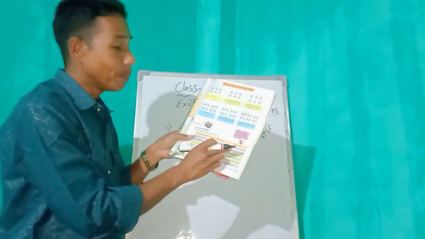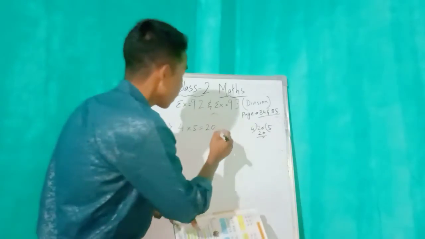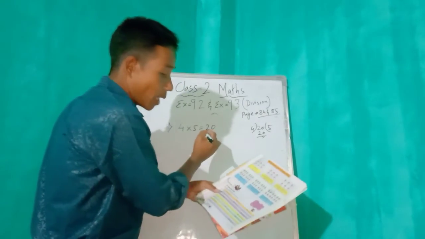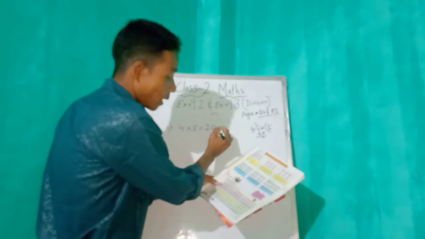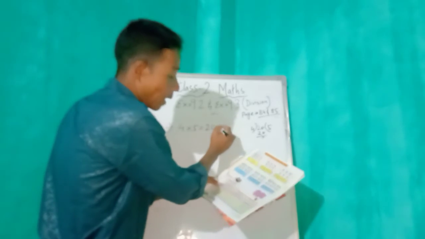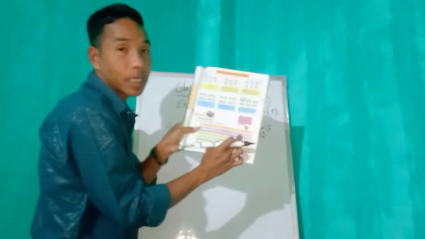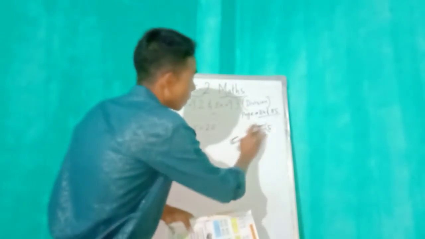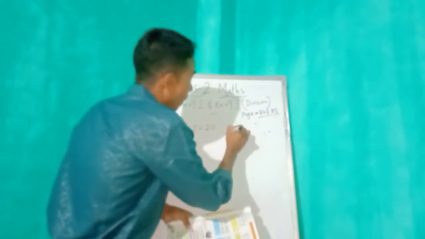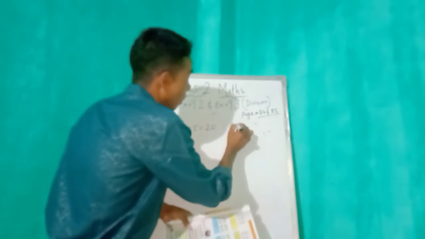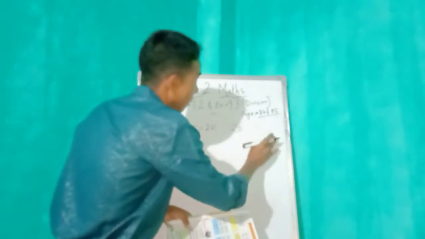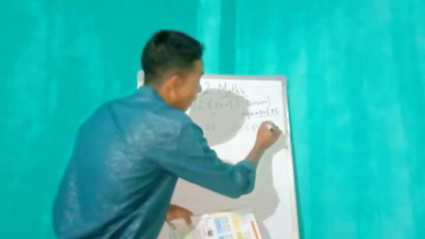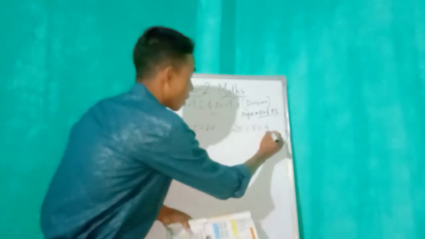And here what will be? 20. The next answer is already given. So the third one I am going to do. 4 5s are 20. And then the last one we are going to write here. See here. 20 divided by 5 equals how much? 4. So this is the answer.